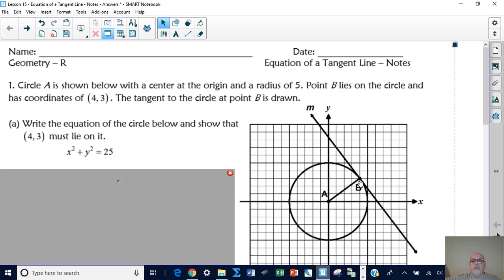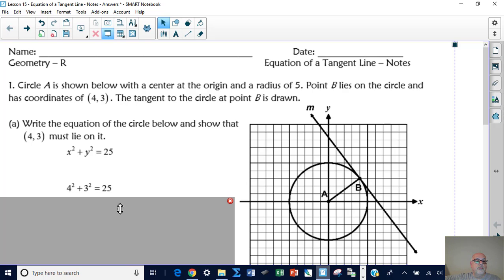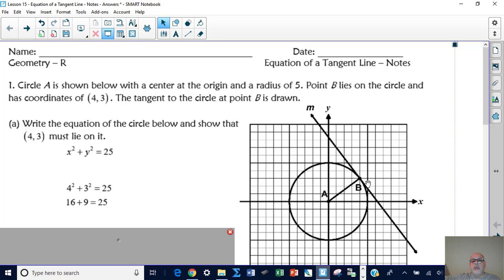If you look at this point B here, the point B is at the location of (4, 3). First we need to prove that that point is in fact on the circumference of the circle. So if you recall, we're going to take the x value of 4 and the y value of 3, put them in the equation, and if that point is on the circumference of the circle, those coordinates will solve the equation. So 4 squared plus 3 squared equals 25, 16 plus 9 equals 25, and that's a true statement. So now we know that that point is on the circumference of the circle.